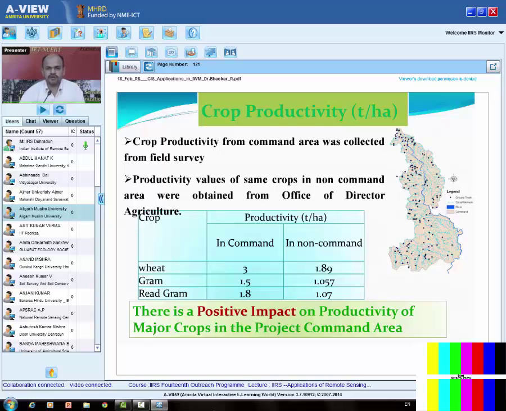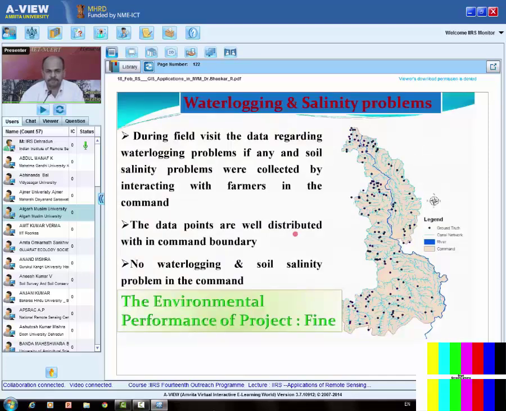Then to know the crop productivity, the agriculture performance, what I have done is I have collected, or you can collect, the crop production information from your command and from your non-command area. And then you can compare. As you can see here, wheat per hectare production is 3 tons in the command area, whereas in the non-command area it is 1.89 ton. So I can see there is a positive increase in productivity in the command area for all the major crops. So I can conclude that there is a positive impact of this project on the agriculture system of this area.